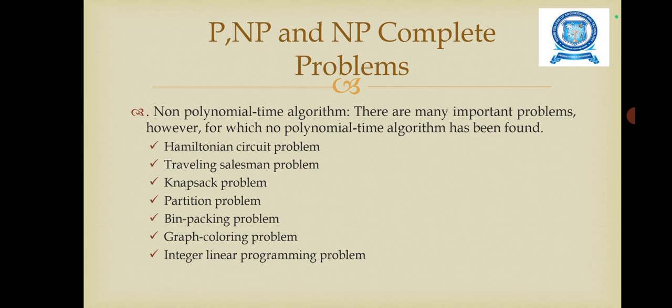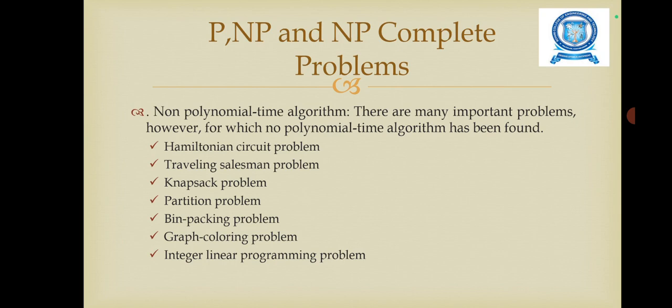The next one is the traveling salesman problem. Using this, you can find the shortest tour through n cities with known positive integer distances between them. The next one is the knapsack problem. Using this, you can find the most valuable subset of n items of given positive integer weights and values that fit into a knapsack of a given positive integer capacity.